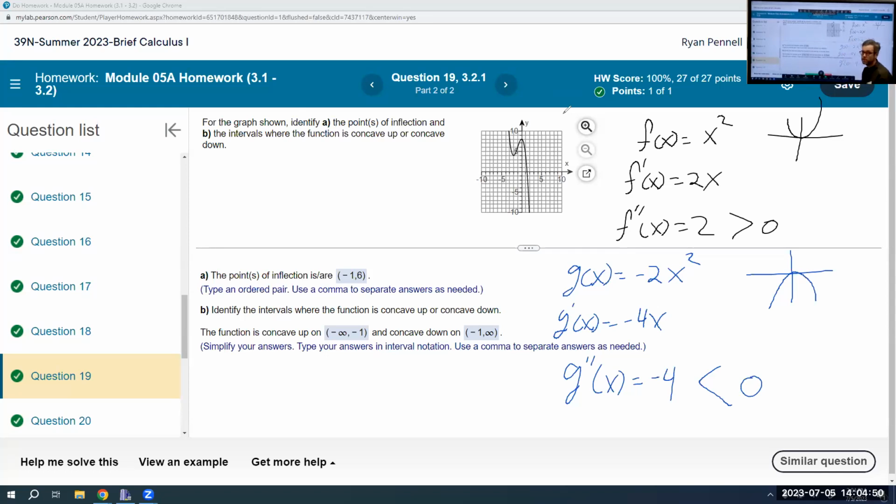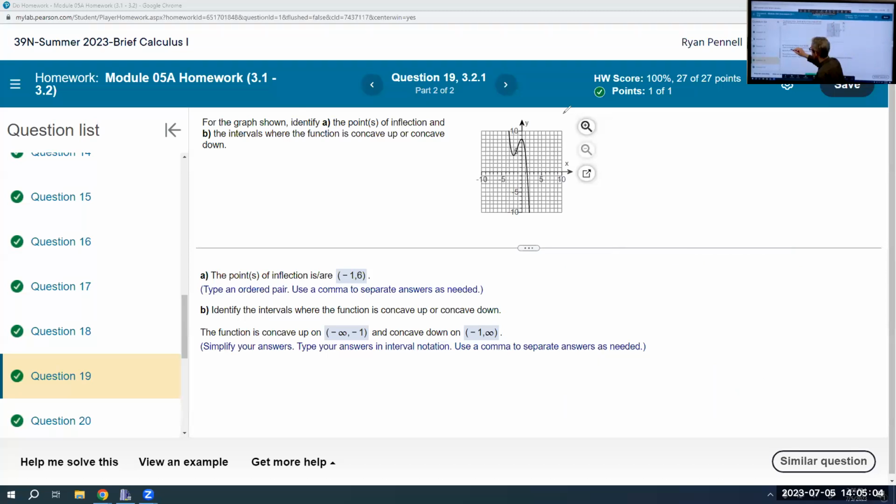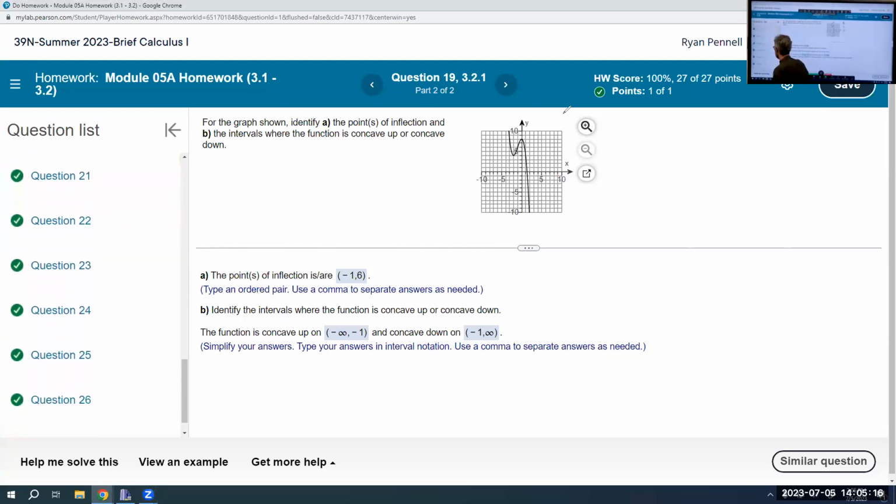The second derivative is positive or negative. That will tell us. And where that occurs, the points, we can set the first derivative equal to 0 to find that, which is what we've been doing. Okay. That was 19. Now I need to skim right along. Let's get to 26.